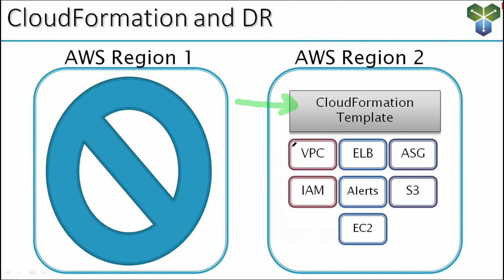So you want to think of it this way: if there's anything manual that I need to do in AWS in a DR situation, I want to bake those things into a CloudFormation template so that I don't have to do them manually in a disaster event.